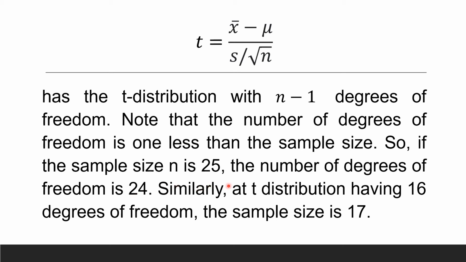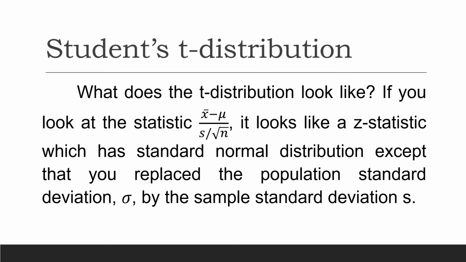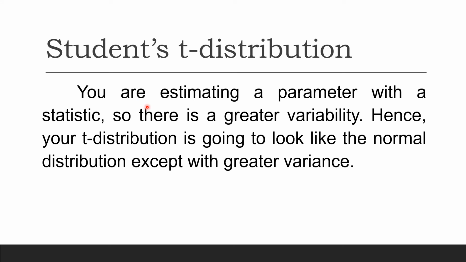Similarly, if we have 16 degrees of freedom, the sample size is 17 because 17 minus 1 is 16. So, what does the distribution look like? As I said a while ago, the statistic looks like the z statistic, a standard normal distribution, except that you replace the population standard deviation sigma by s. And again, that is the only difference between z and t. Also, since we are estimating a parameter with a statistic, there is greater variability. Our t-distribution is going to look like the normal distribution except with greater variance.